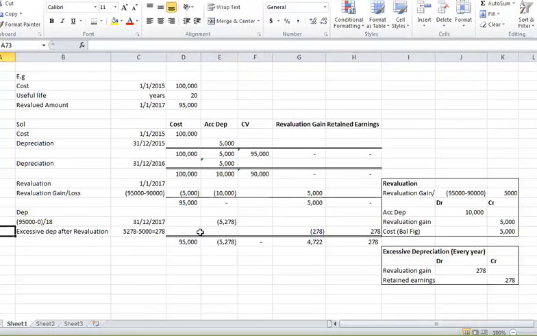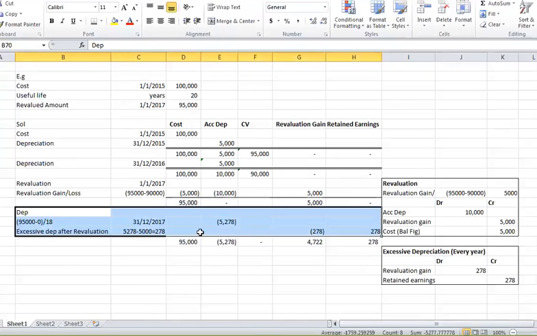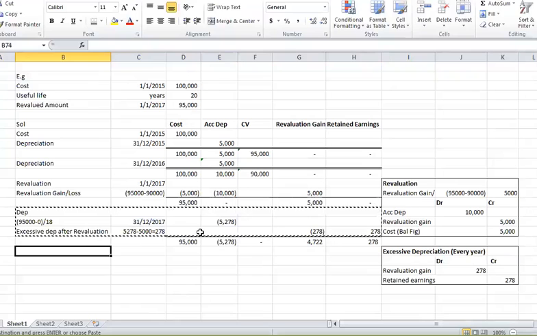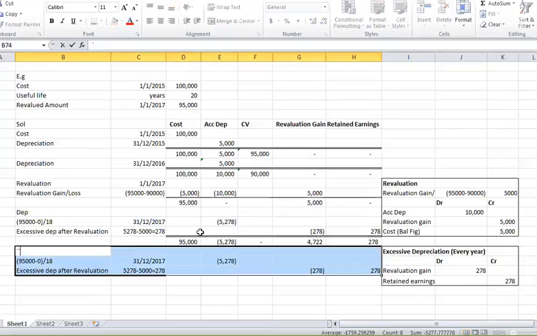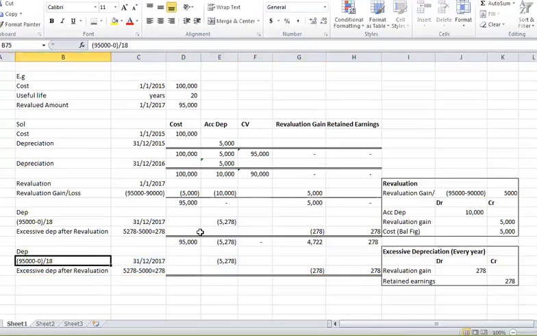So let's repeat this activity for one more year. Same goes for 2018. In 2018, we will charge depreciation in the same way. What is the revalued amount? 95,000. What was the remaining life at the date of revaluation? Please remember, please don't take the remaining life at every year. It will remain 18 for all years.